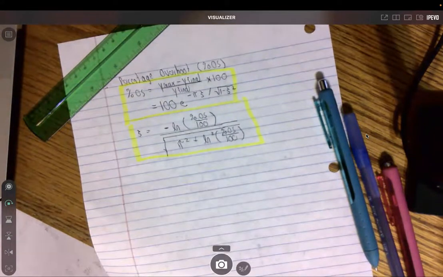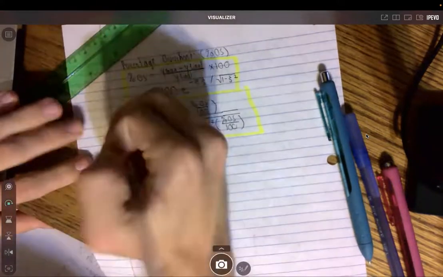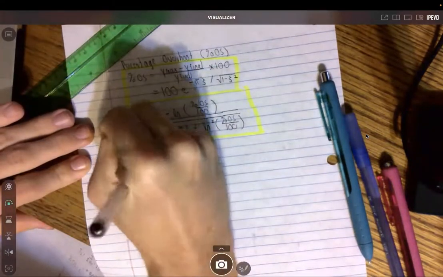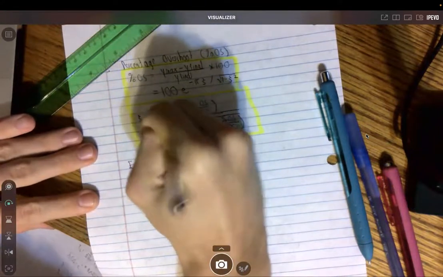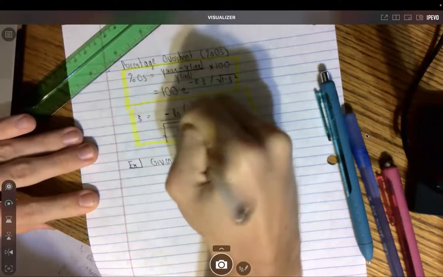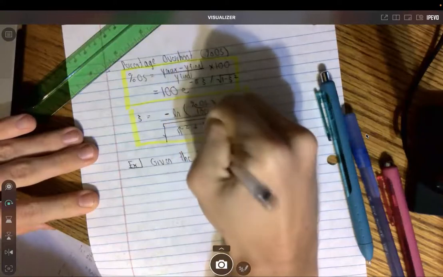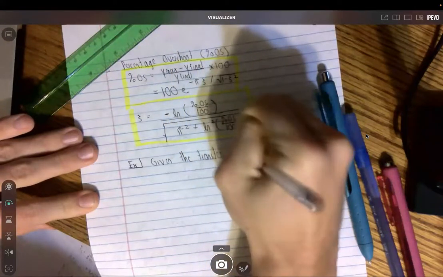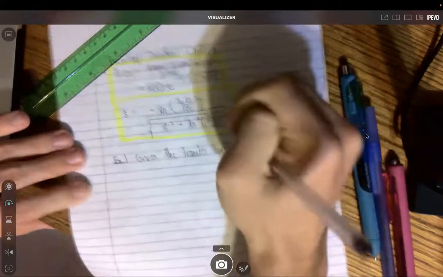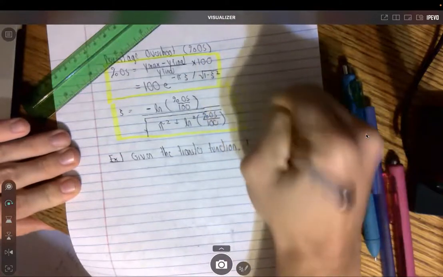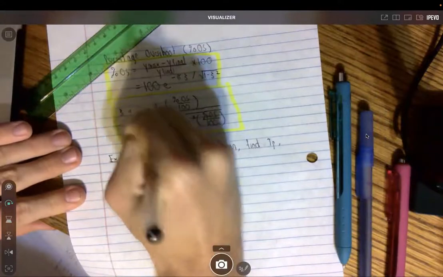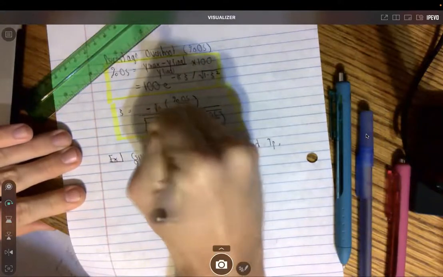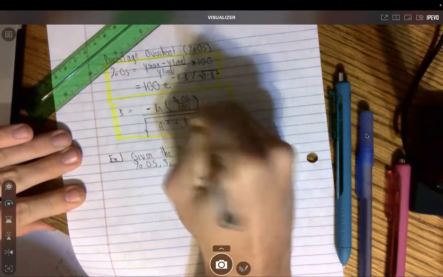So we're going to start out with an example because we had a lot of equations for second order systems. So given the transfer function, find the peak time, so time to peak value, the percentage overshoot, the settling time, and the rise time.